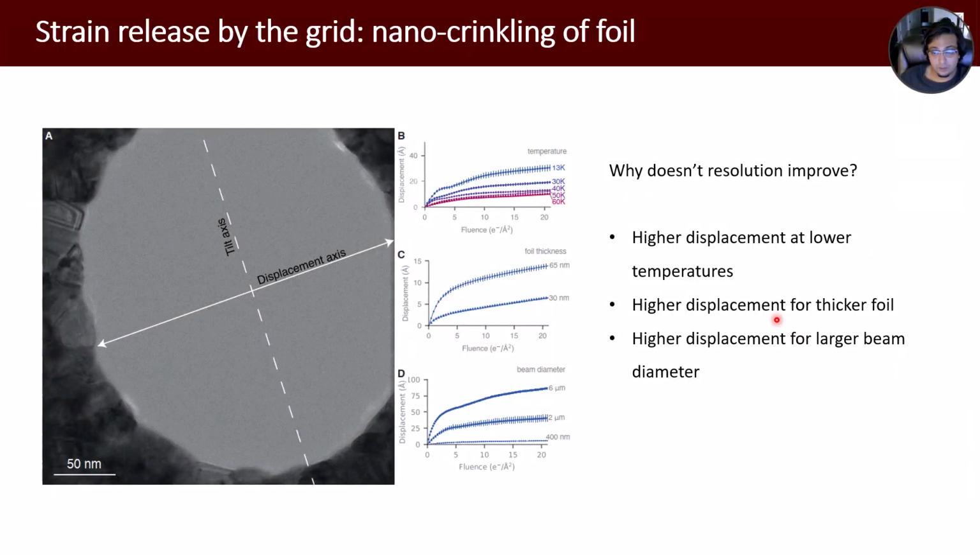There are other things that also affect it. One thing would be how thick the foil is. Obviously, that would control how thick the frozen water would be. So if you have a thicker foil, you get more displacement and you lose more resolution. Same thing with beam diameter. Of course, the fluence and the bigger diameter of your electron beam would impart more energy, and that would cause more buckling and more displacement, per se.